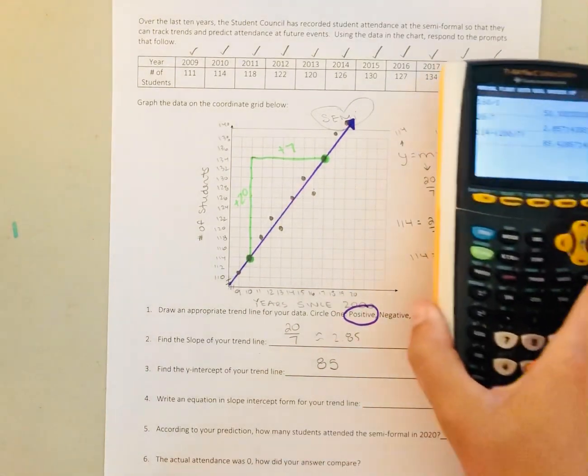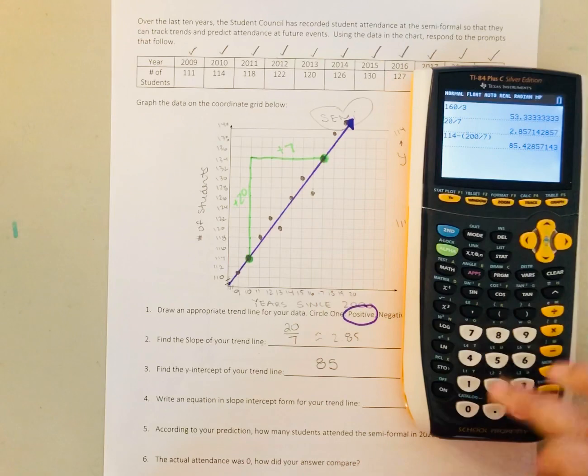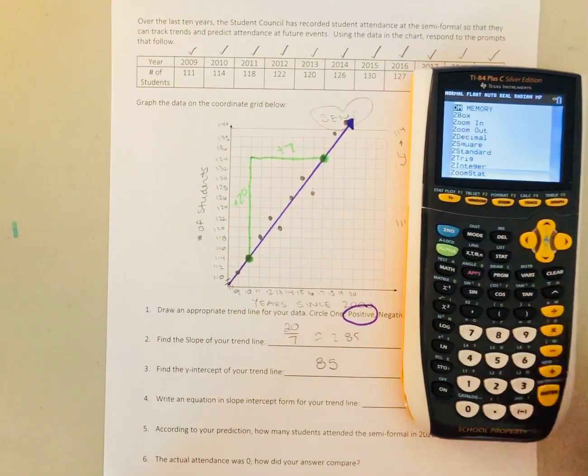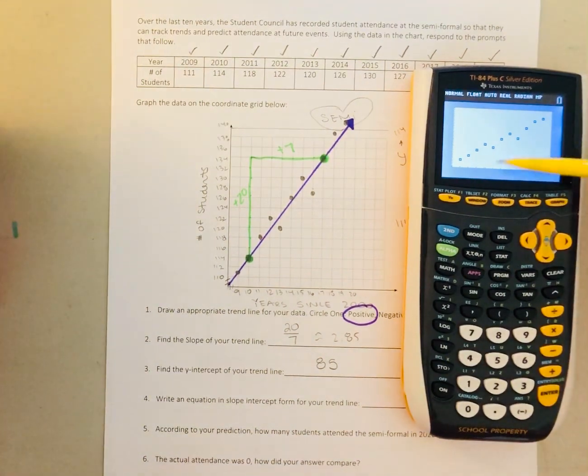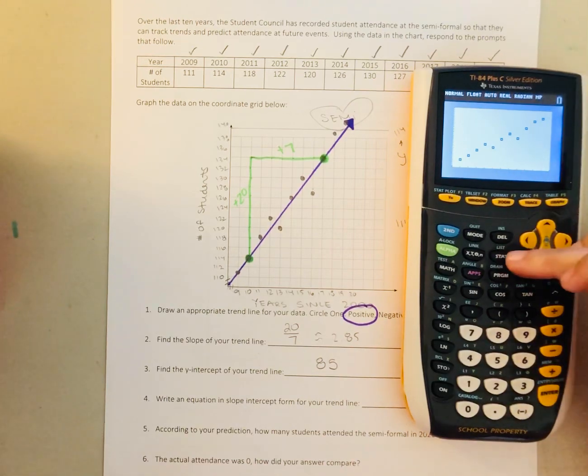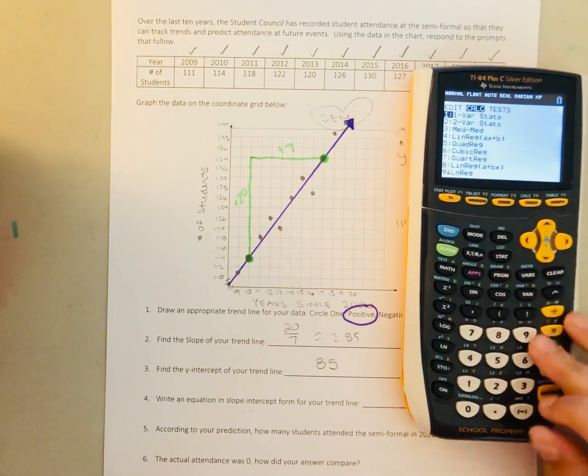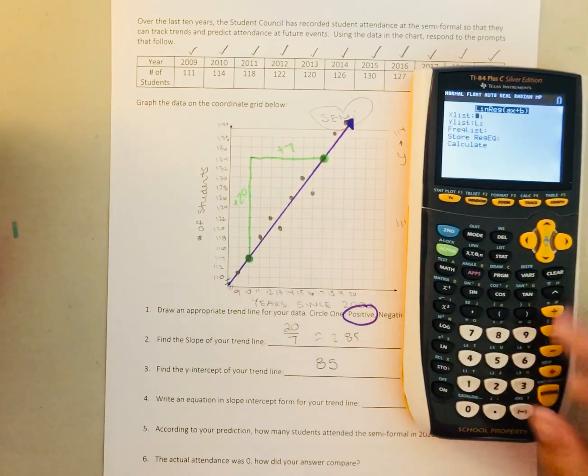Here's another way I can do it. Ready? I plotted them all on my calculator. I know you guys are jealous. I inputted all of these as x and y values and I plotted them. And then, this part's really cool. I can calculate all of that information right in my calculator.